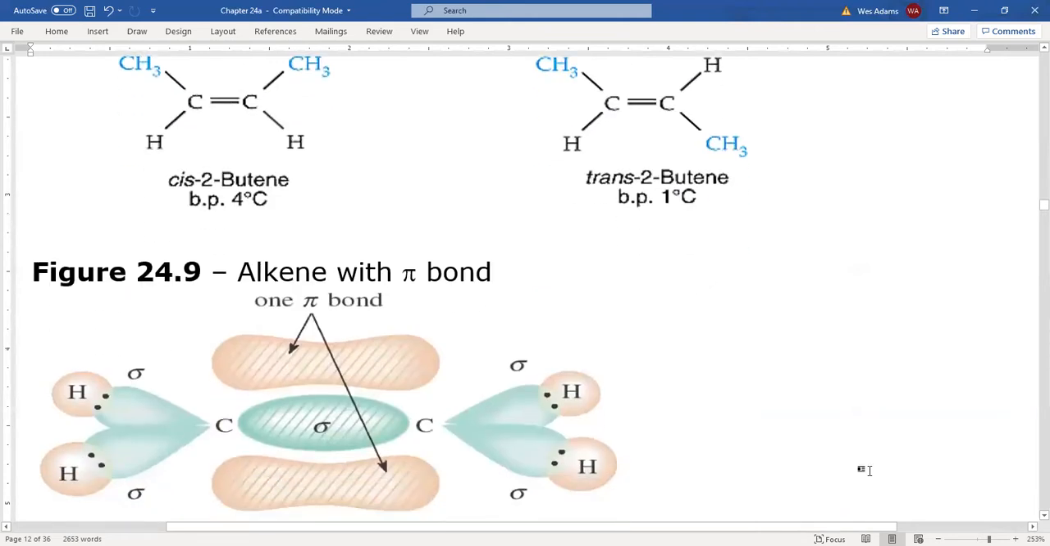If you get a double bond, you do get that pi bond overlapping, say, above and below the plane of the sigma bond. Sigma bond, remember, is head-to-head overlap. Pi bonds are side-to-side overlap, usually occurring to the top or the bottom or the front and the back of the sigma bond.